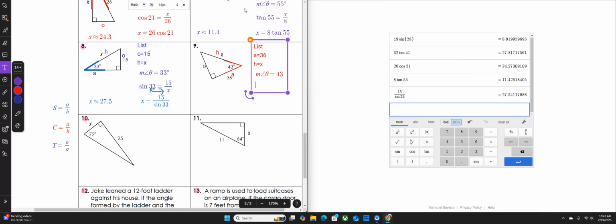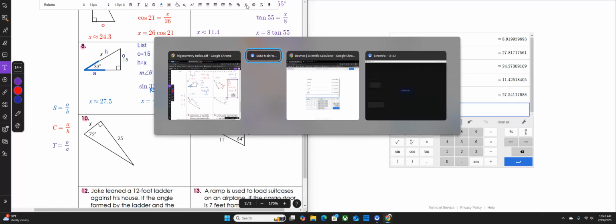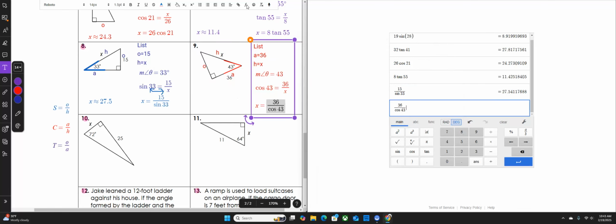So now we do the setup. We have A and H. That means we're going to use cosine. So cosine of a 43-degree angle is equal to adjacent of 36 over x, the hypotenuse. Again, when x is down below, the x and the angle will switch. So that means we have x is equal to 36 divided by the cosine of 43, which gives us 49.2.